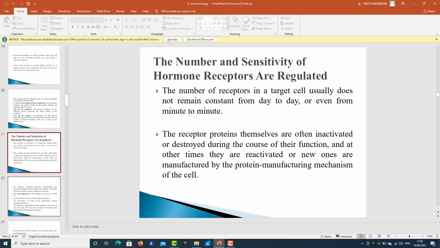Now, the important thing is the number and sensitivity of hormone receptors, and they are always regulated. The number in the target cell usually does not remain constant from day to day, even from minute to minute, depending upon the activity of that particular cell. The receptor proteins themselves are often inactivated or destroyed during the course of their function, and at other times they are reactivated or new ones are manufactured by the protein manufacturing mechanism of the cell.